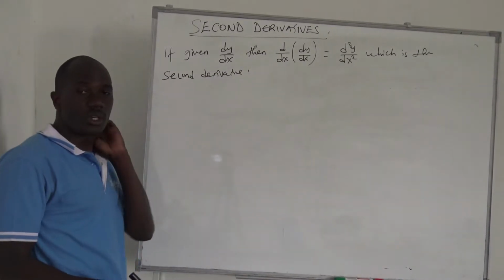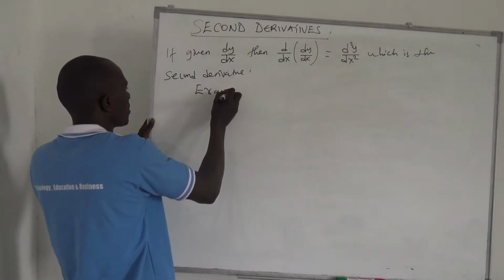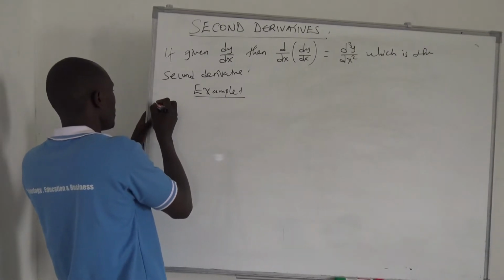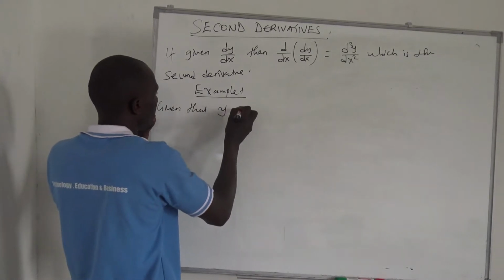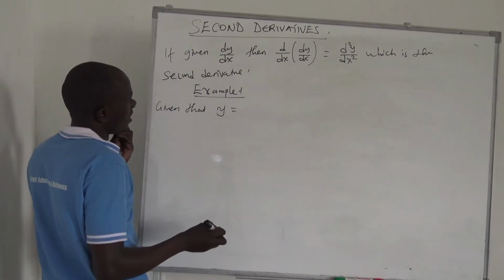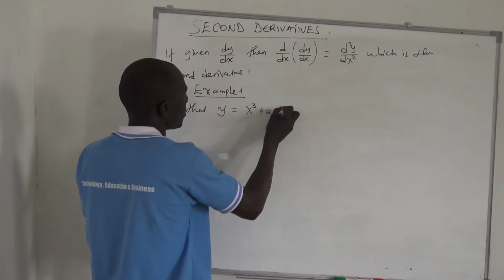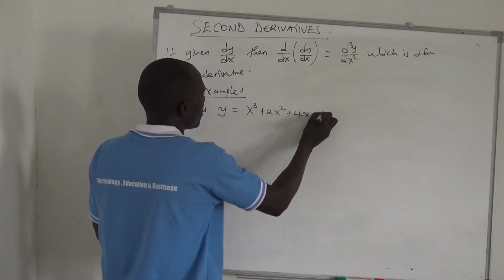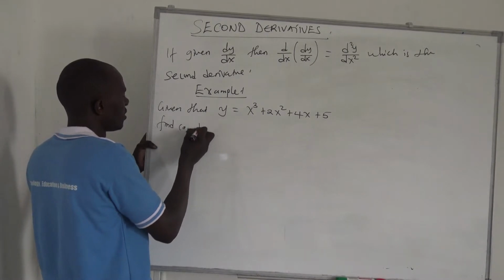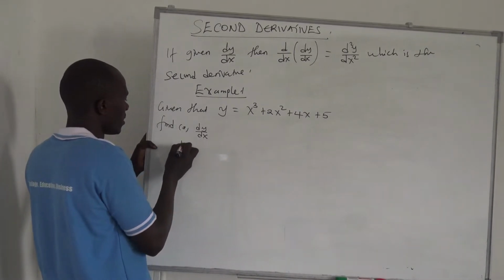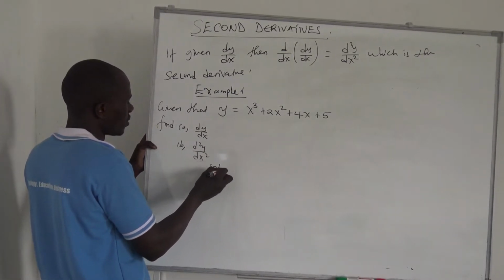So I want to look at how we can obtain the second derivative. Example 1. Given that y equals x cubed plus 2x squared plus 4x plus 5, find part A, dy/dx, and part B, d²y/dx². Let's look at the solution.